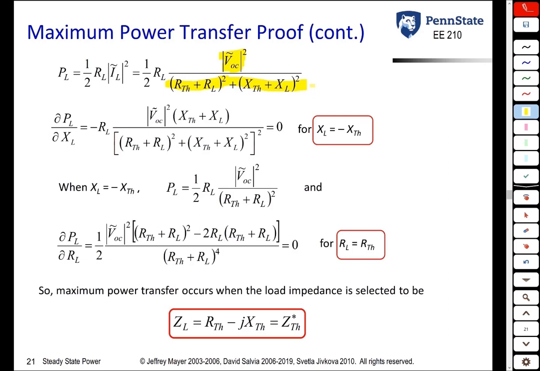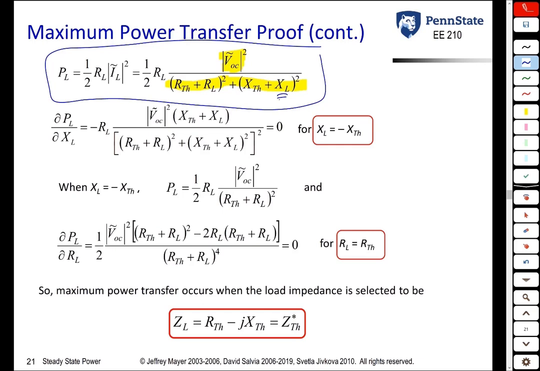Now what we want to do is take the derivative of this load power with respect to XL first. Remember, when you take the derivative of a fraction, it's the denominator times the derivative of the numerator minus the numerator times the derivative of the denominator, all over the denominator squared. So if you look at this expression here, XL shows up only in the denominator. So when you do the denominator times the derivative of the numerator, you get 0.